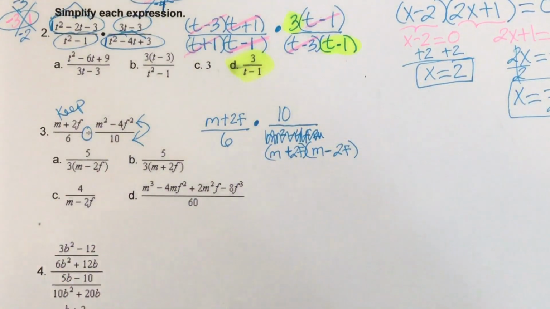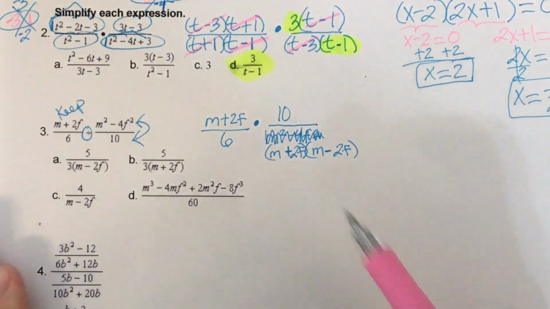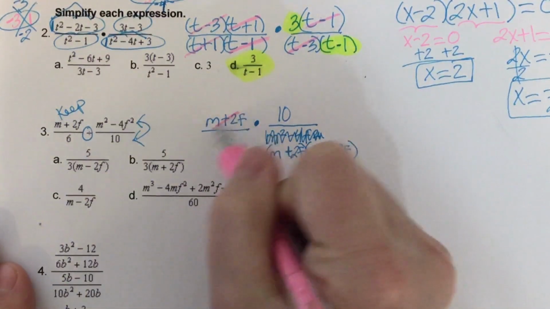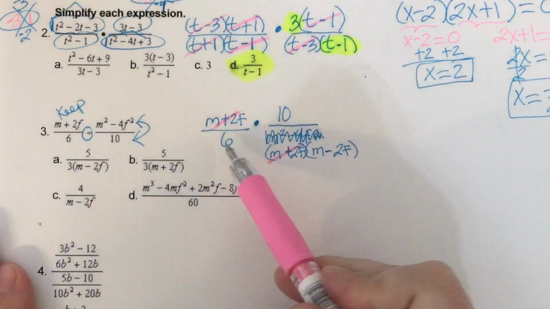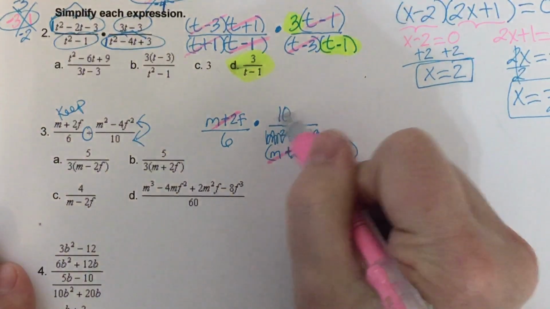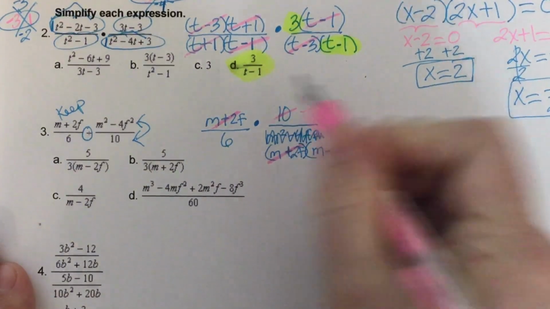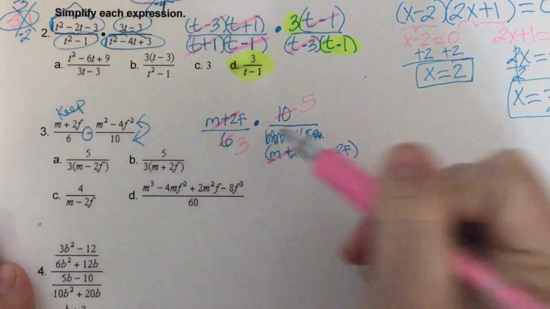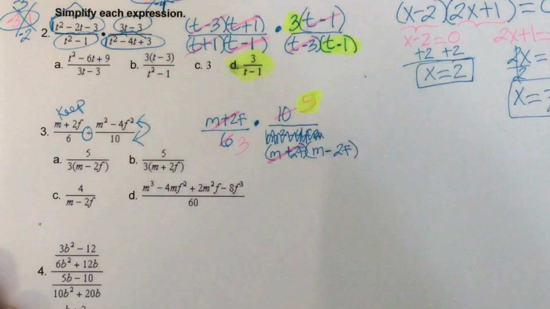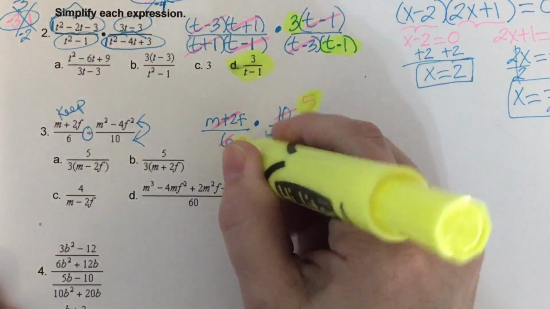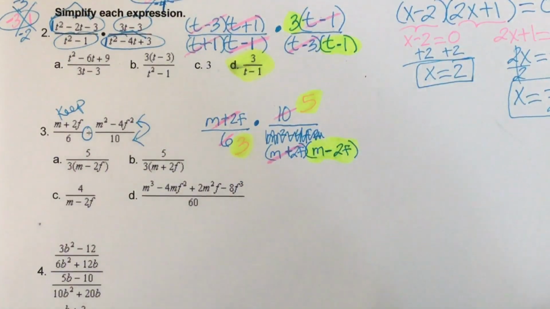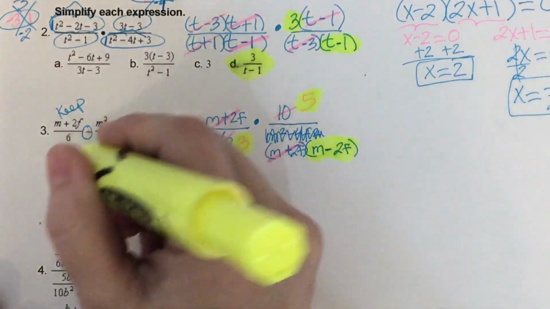So now I'm going to see what I can cross out. So I have an m plus 2f on the diagonal I can cancel out. I also can do something with this diagonal. I can divide both of these by 2. 10 divided by 2 makes a 5, and 6 divided by 2 makes a 3. So now, in the numerator, I have a 5, and in the denominator, I have a 3 and an m minus 2f. And where do we see that? A.